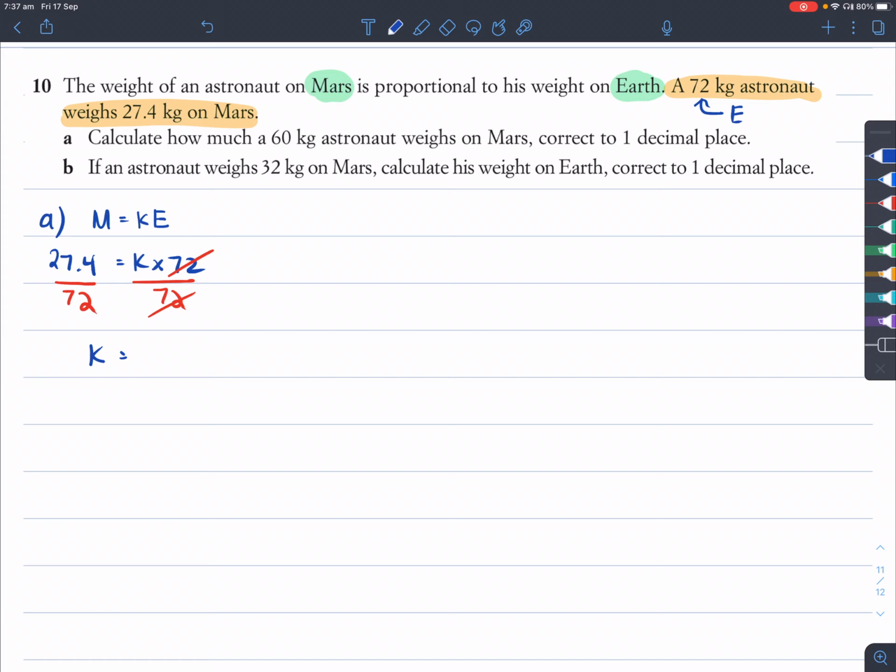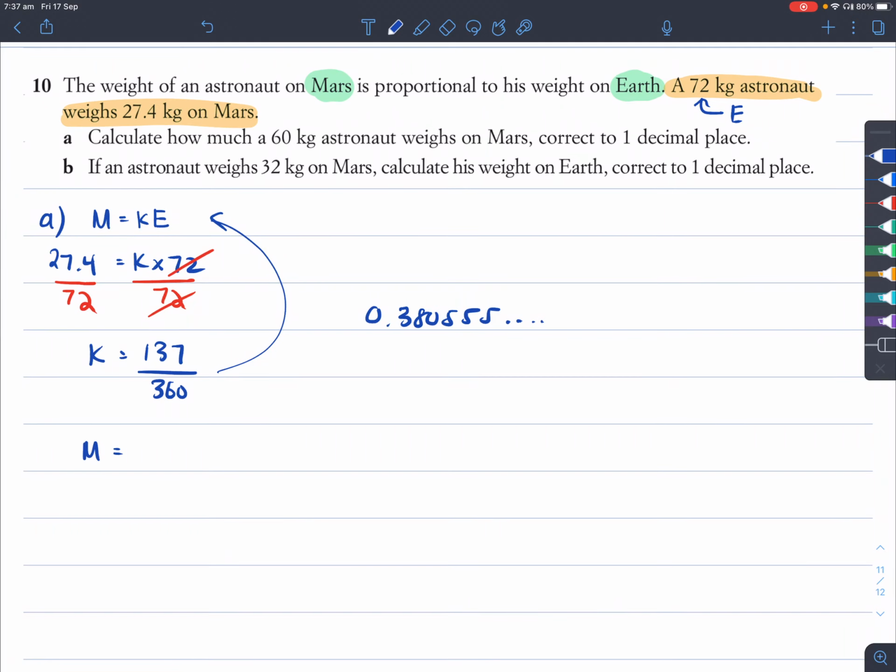Now, that gives you a very, very long decimal. It gives you something like this on the calculator. And we're not going to actually write that at all. We're going to write the fraction version, which is 137 over 360. If we put that back in our equation now, M would equal 137 over 360 times E.